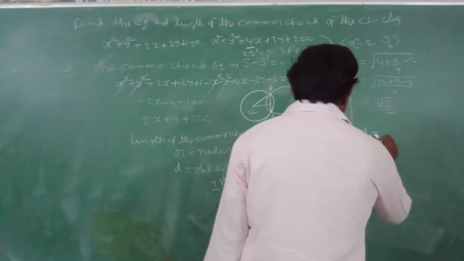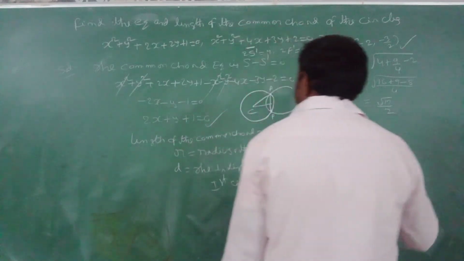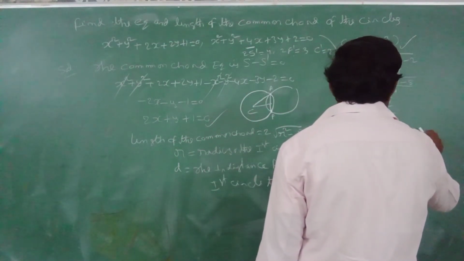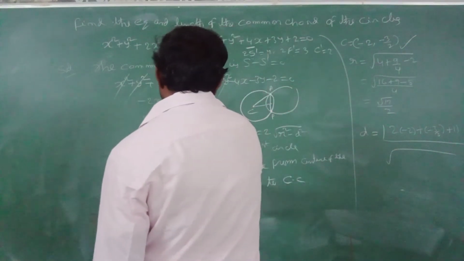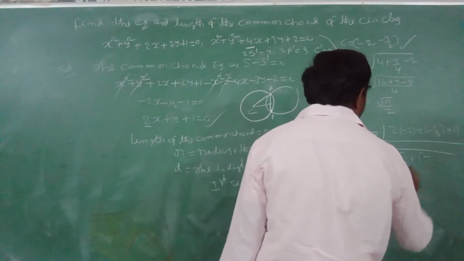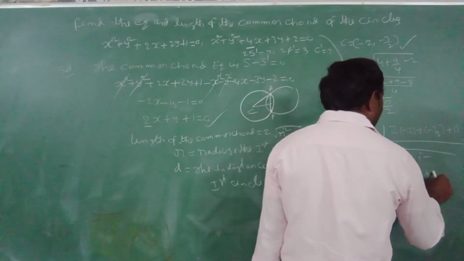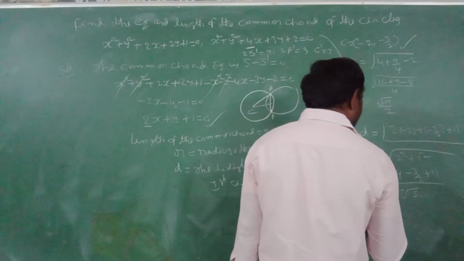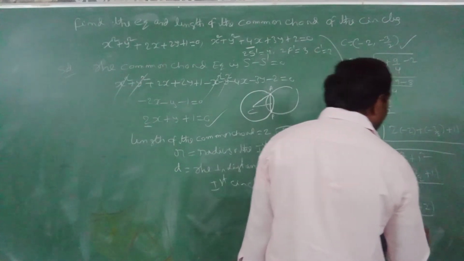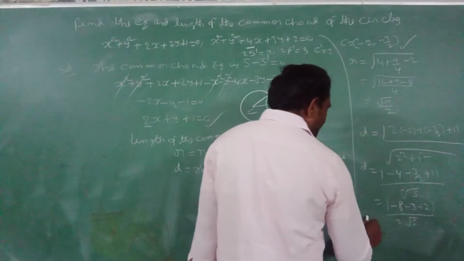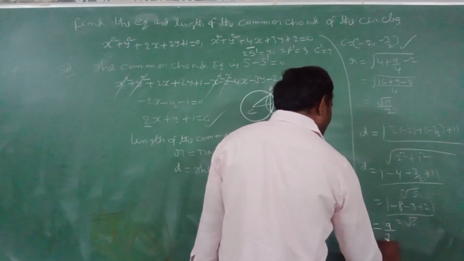Now d, the perpendicular distance from the center to the common chord. d = |2(−2) + (−3/2) + 1| / √(2² + 1²) = |−4 − 3/2 + 1| / √5 = |(−8 − 3 + 2)/2| / √5. That is −9/2 over √5, so d = 9/(2√5).